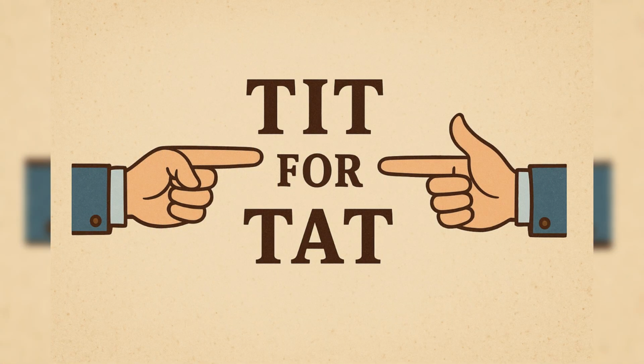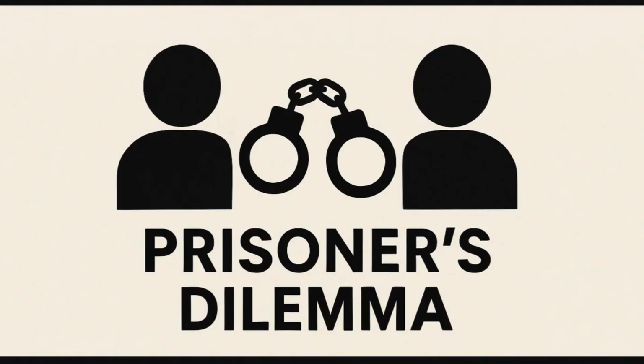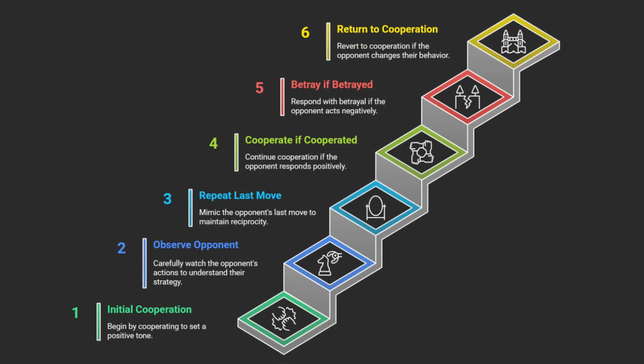This is where the tit-for-tat strategy comes in. It's an incredibly powerful, yet surprisingly simple strategy for repeated prisoner's dilemma games. Here's how it works. First move: you always start by cooperating. You extend an olive branch.